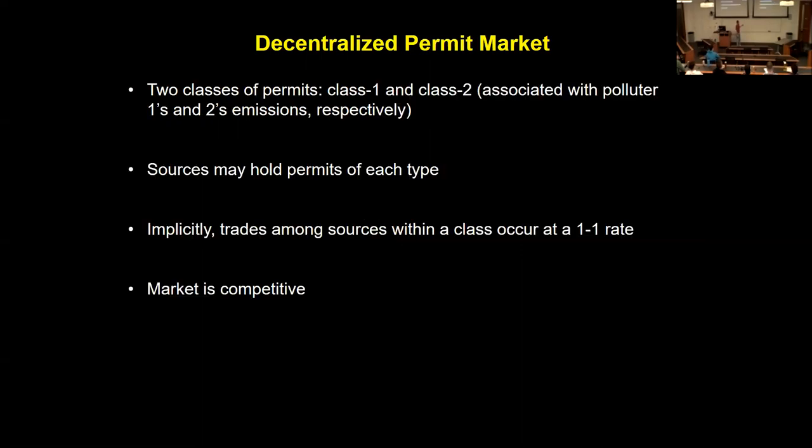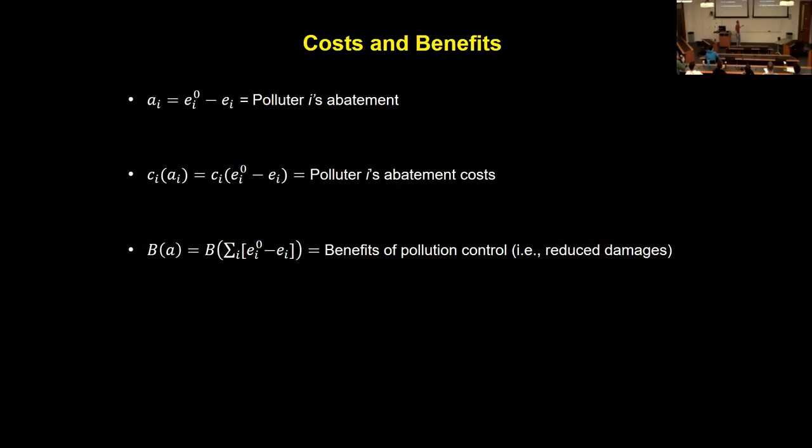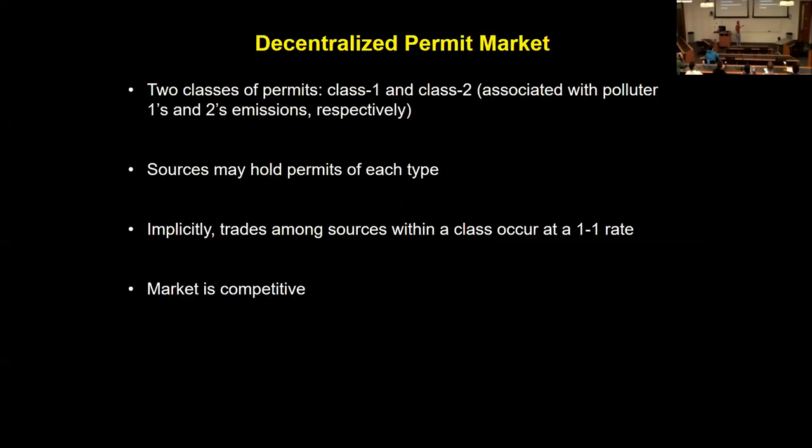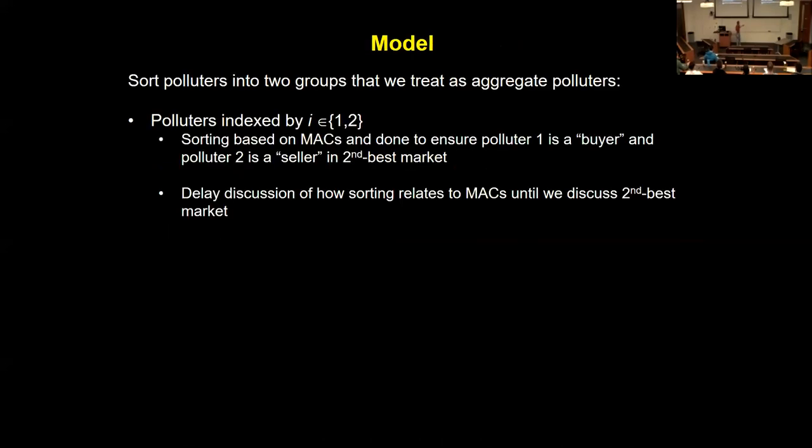So if you want to think about it, polluter two is sort of like the non-point polluter in this model. That's what the trading ratio is. What do I have here? Polluter one is a buyer, it's sort of like the point source. Polluter two is a seller, it's like the non-point source. The trading ratio defines how many permits polluter one has to buy from polluter two. That's all.